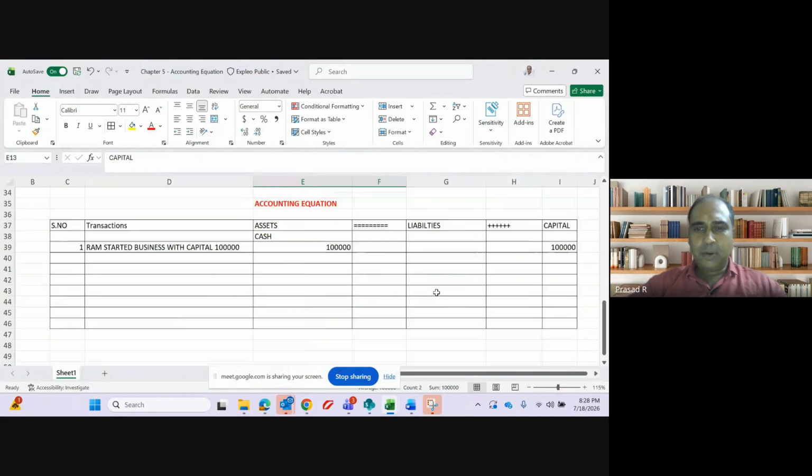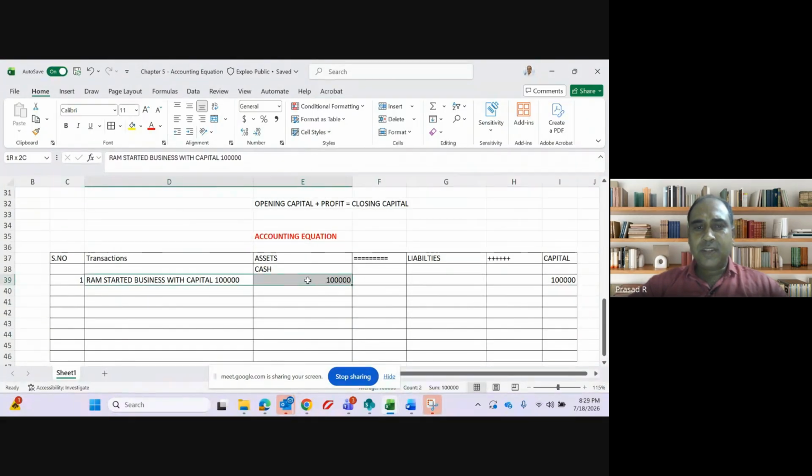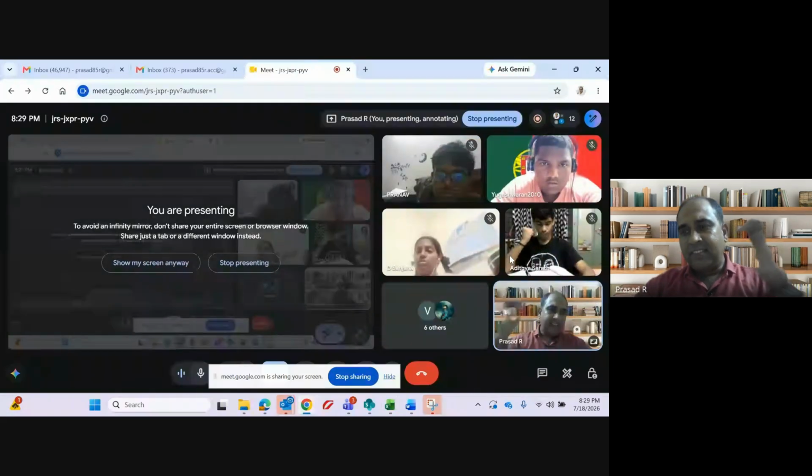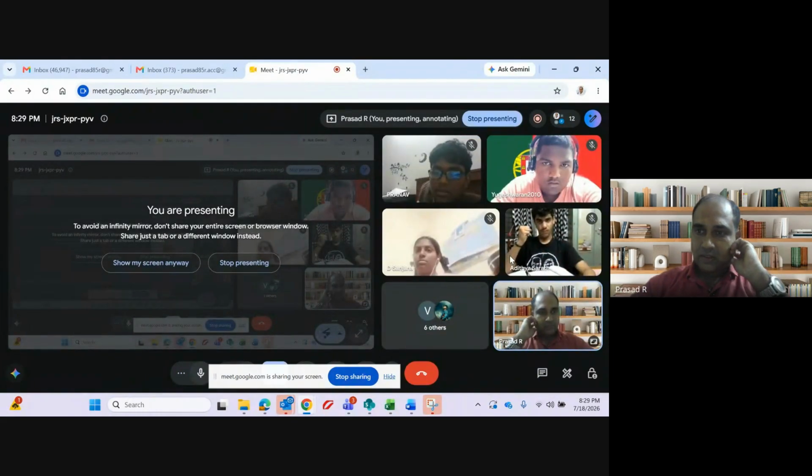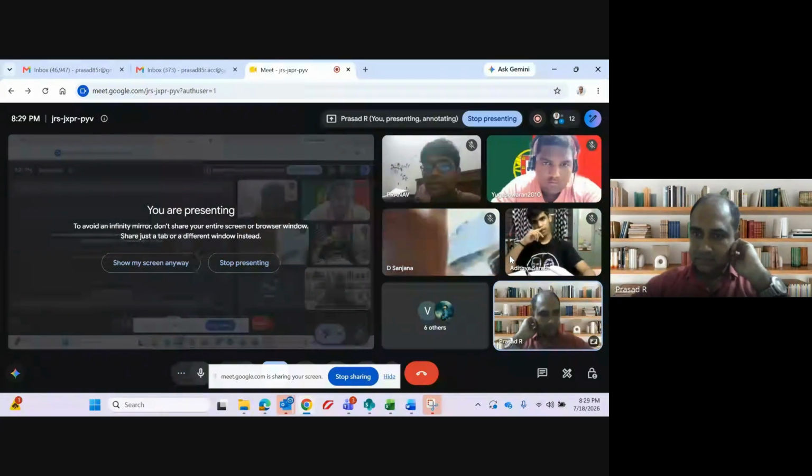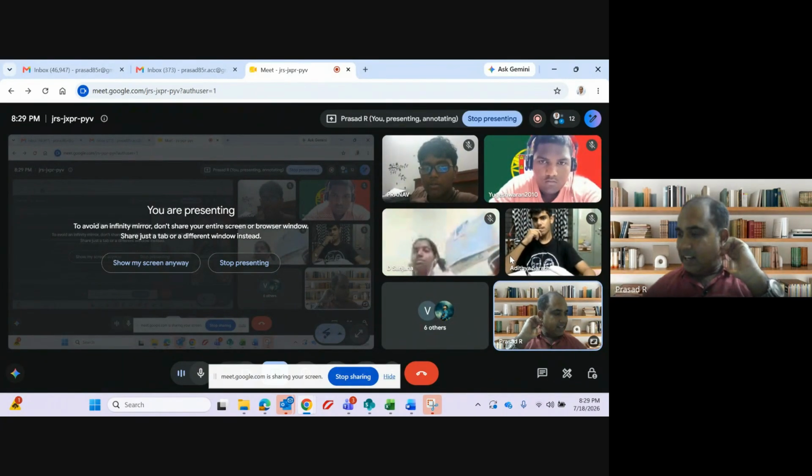Clear? Okay, forget about this now. Ram started business with capital. Two impacts are, one is cash, another is capital. Clear? Second transaction.